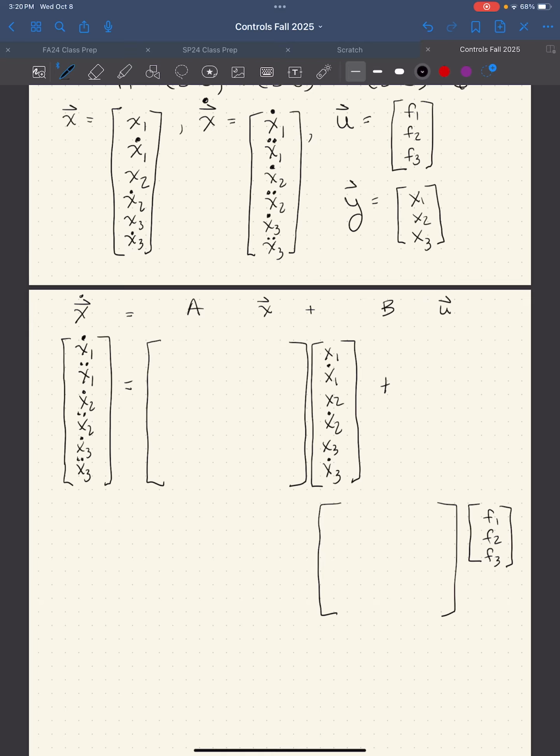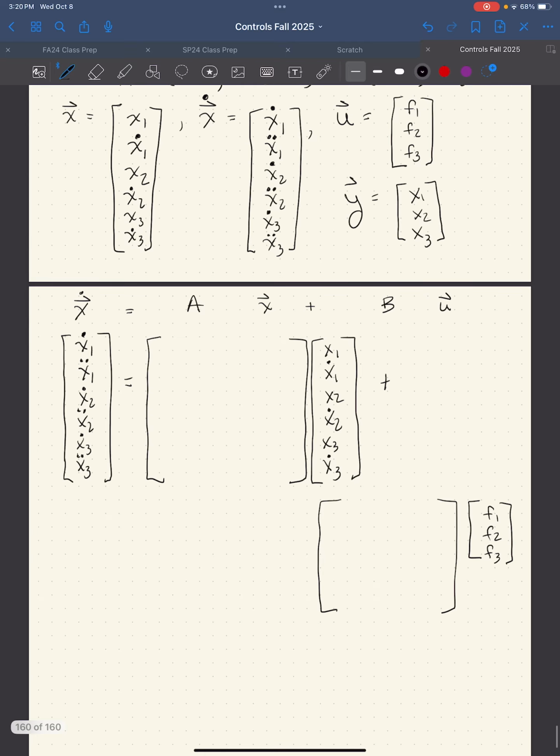Okay, now we can figure out what is the size of A and B using our linear algebra rules. So when we multiply two matrices, if we have the row and the column of one matrix and the row and the column of another matrix, the inner dimensions must agree, and the outer dimensions tell us what the size of the resultant matrix will be.